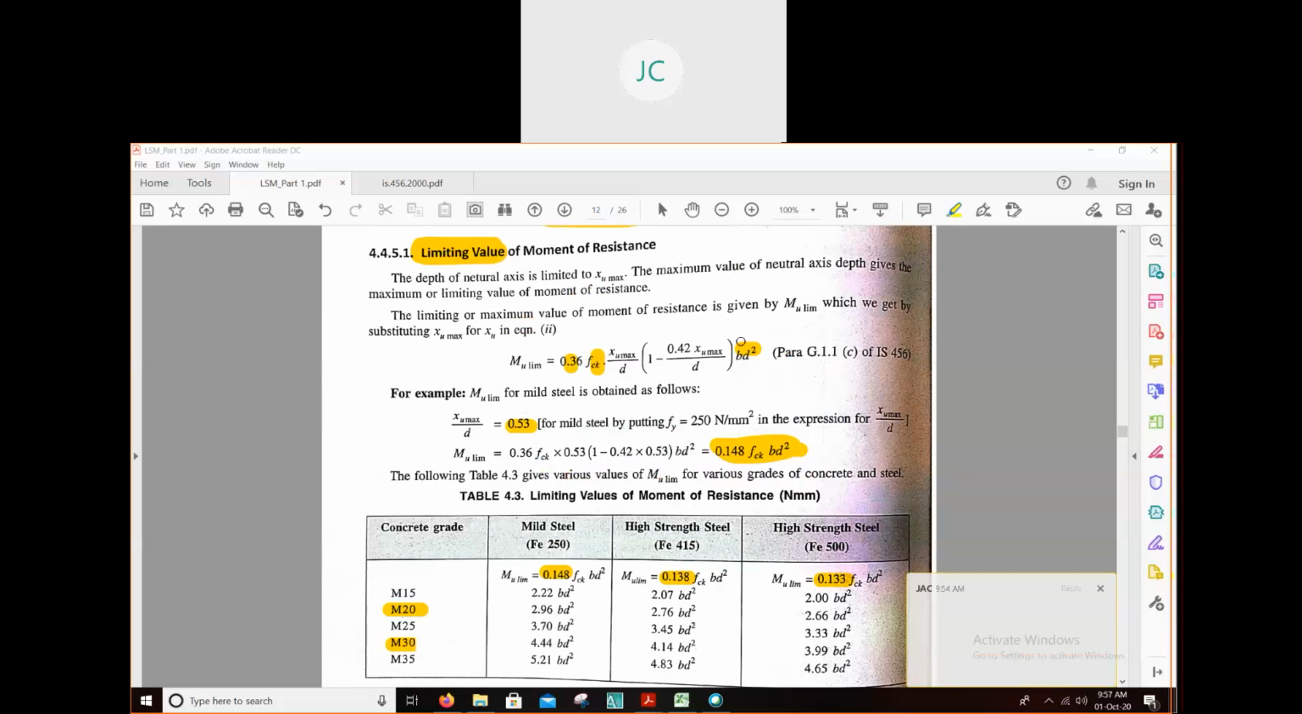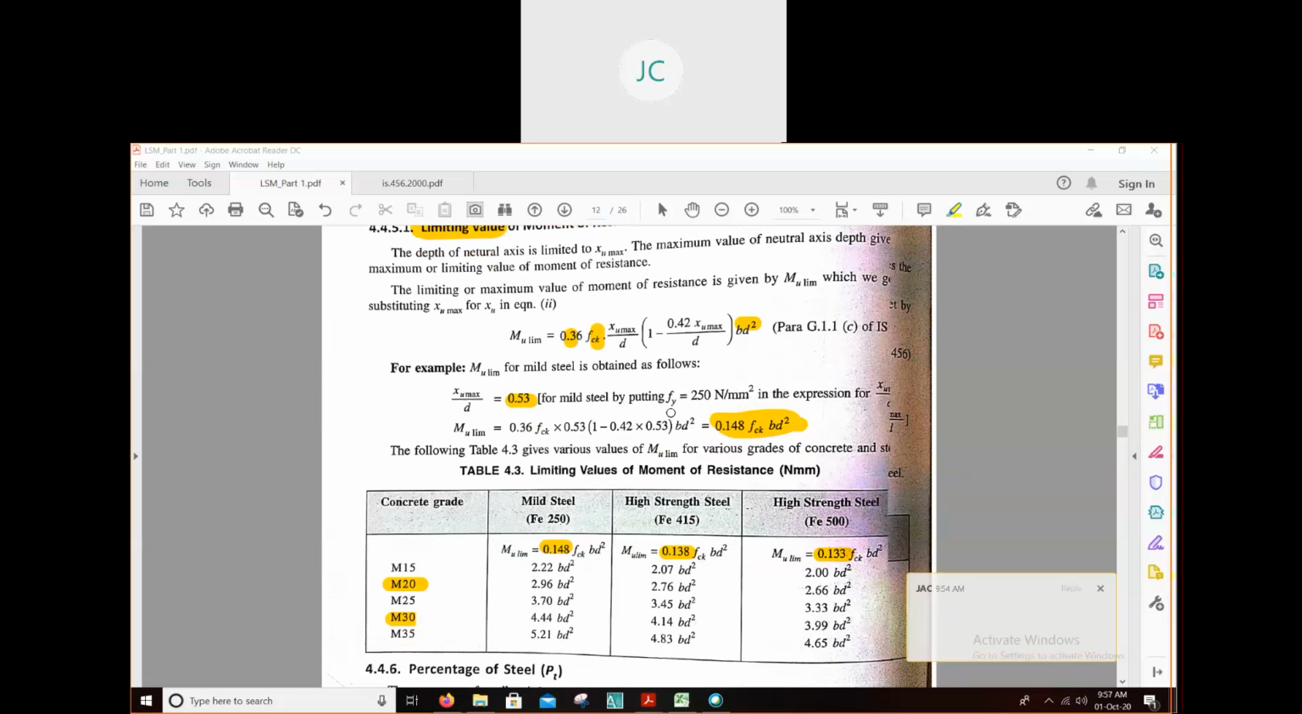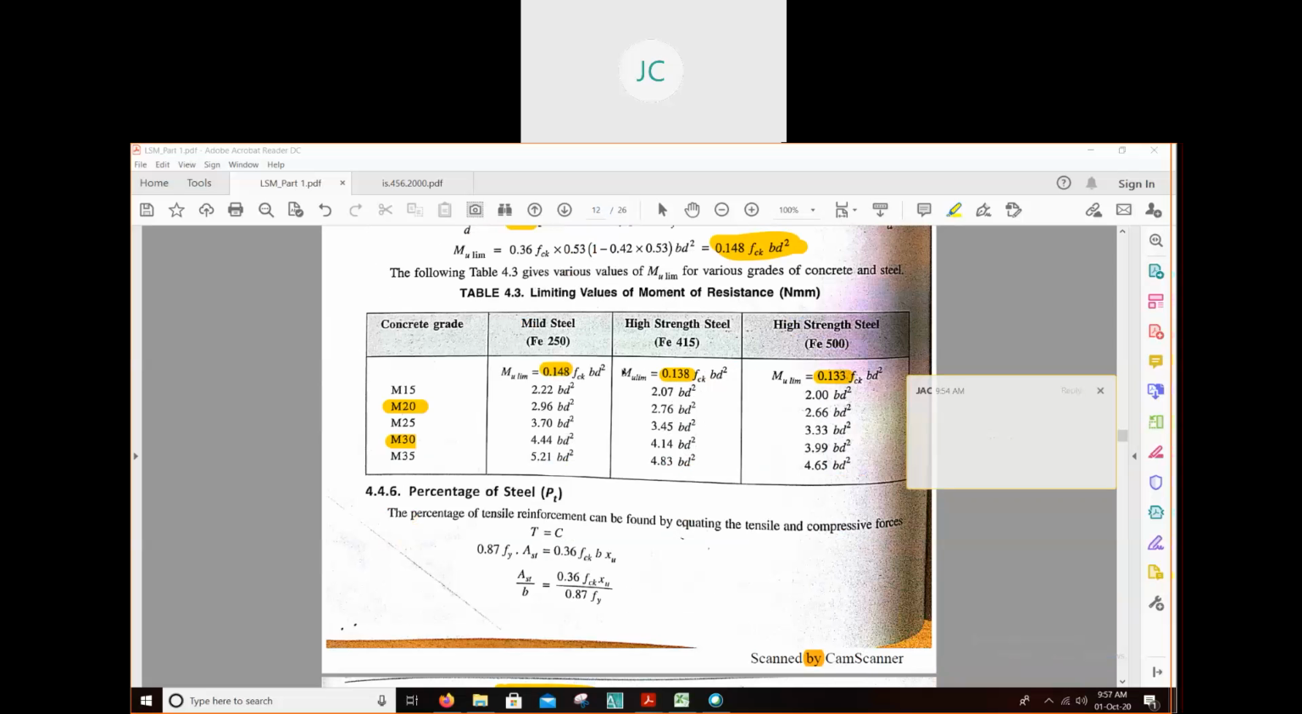Okay, so I suggest you try to remember these equations, and if you can't remember these equations, then every time you have to use this equation.